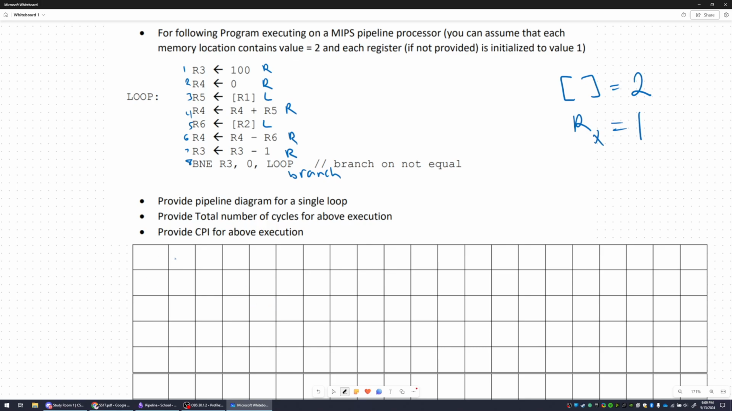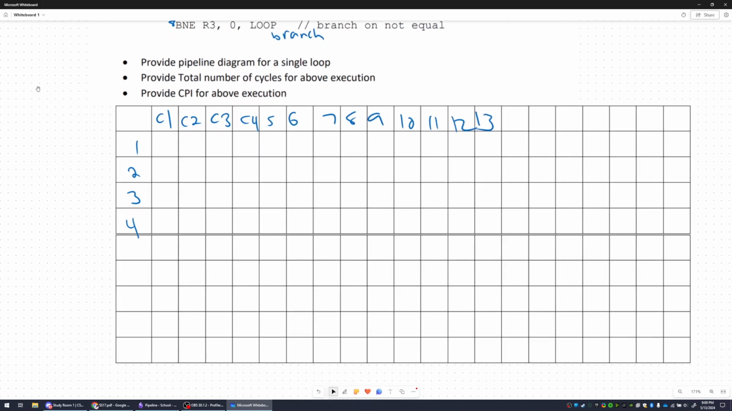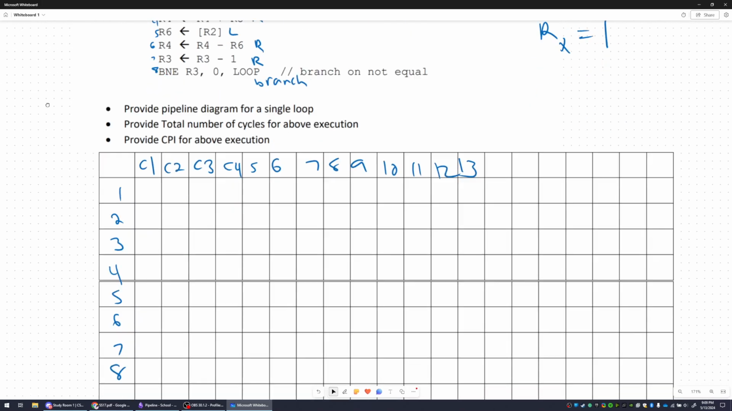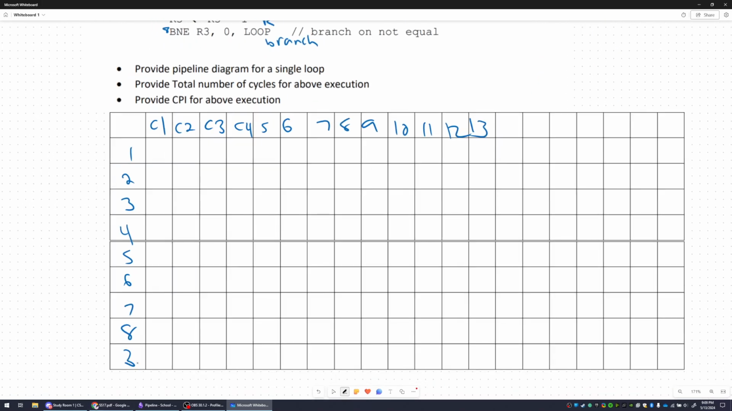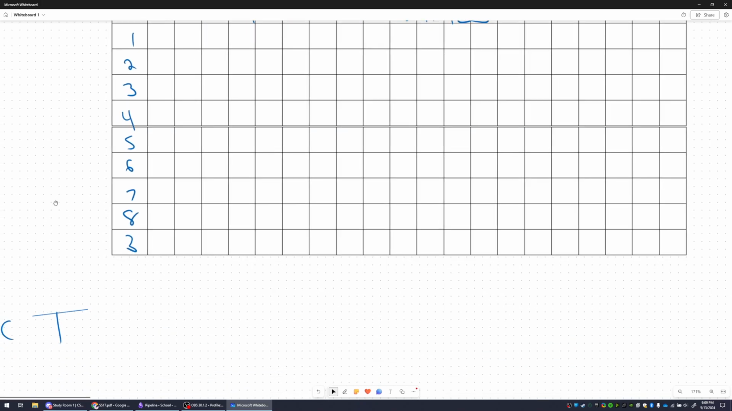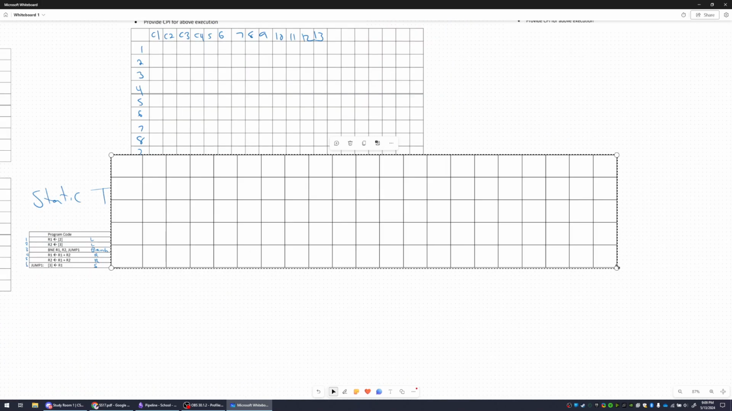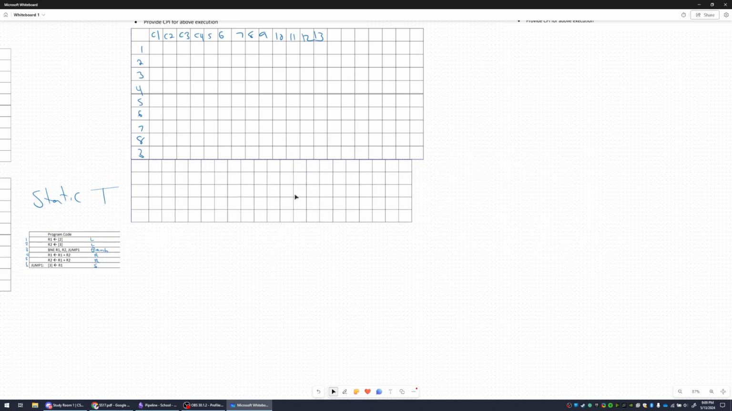L type, R type, L type, R type, R type, and then branch. Okay, so 1, 2, 3, 4, 5, 8. I'm assuming there's gonna be some loop, right? Yeah, this is the annoying question, right? And this is the one he did in class or something, right?